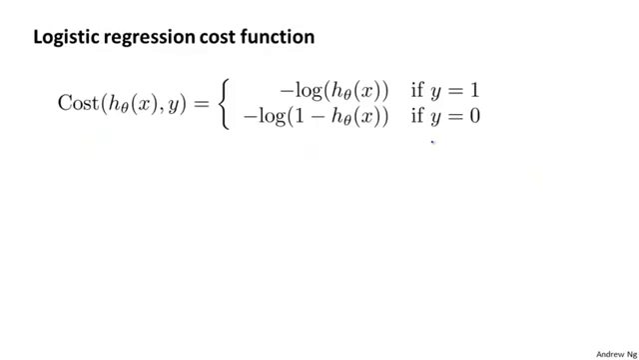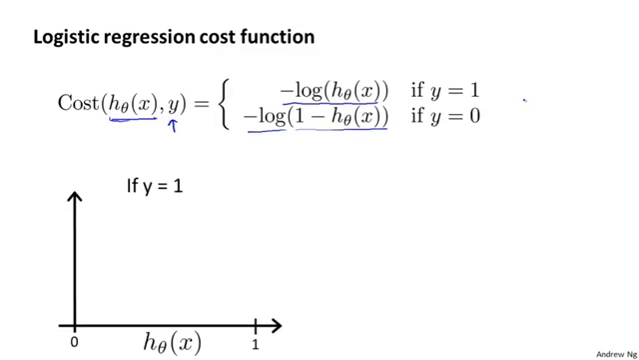We're going to say that the cost or the penalty that the algorithm pays if it outputs the value h of x, so if this is some number like 0.7, right? But if it predicts the value h of x and the actual label turns out to be y, the cost is going to be minus log h of x if y is equal to 1, and minus log 1 minus h of x if y is equal to 0. This looks like a pretty complicated function, but let's plot this function to gain some intuition about what it's doing.